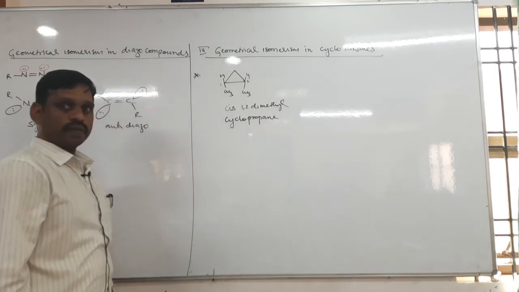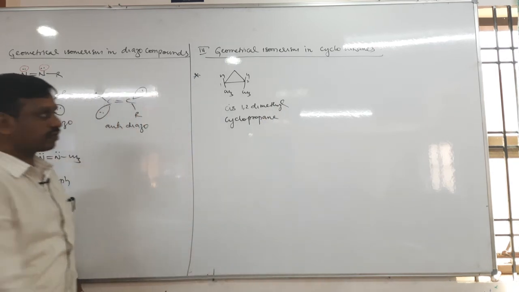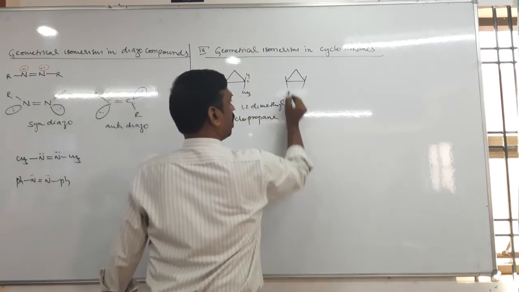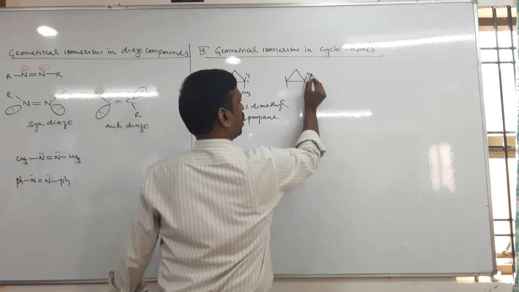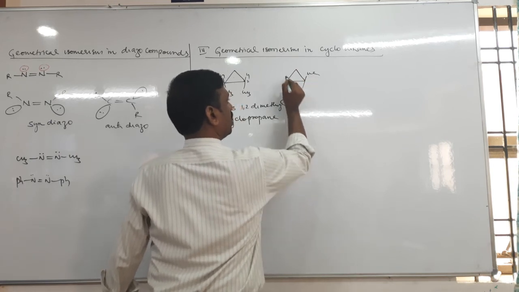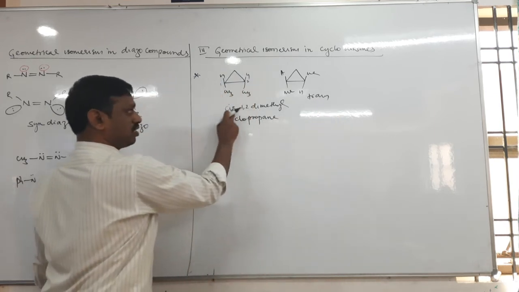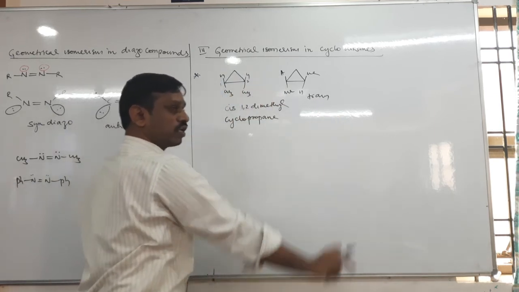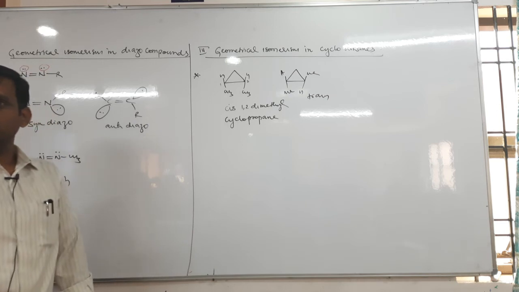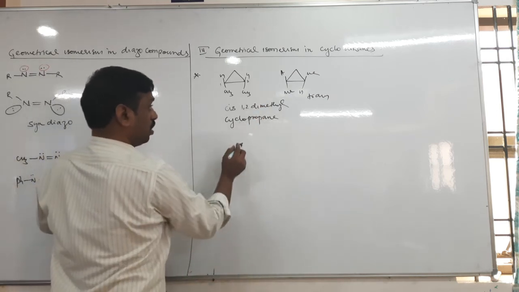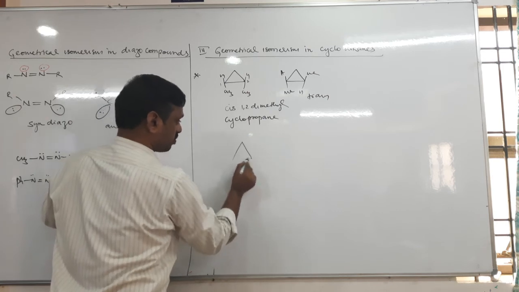Then will you write trans? Trans can be written with the two methyl groups on opposite sides, methyl and hydrogen. This is trans, and the name will be the same: cis-1,2-dimethyl, trans-1,2-dimethyl. Both are geometrical isomers.